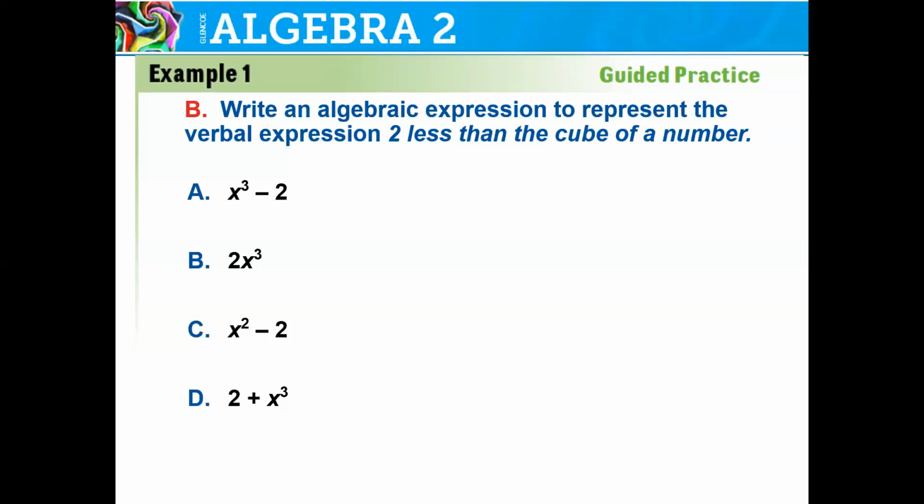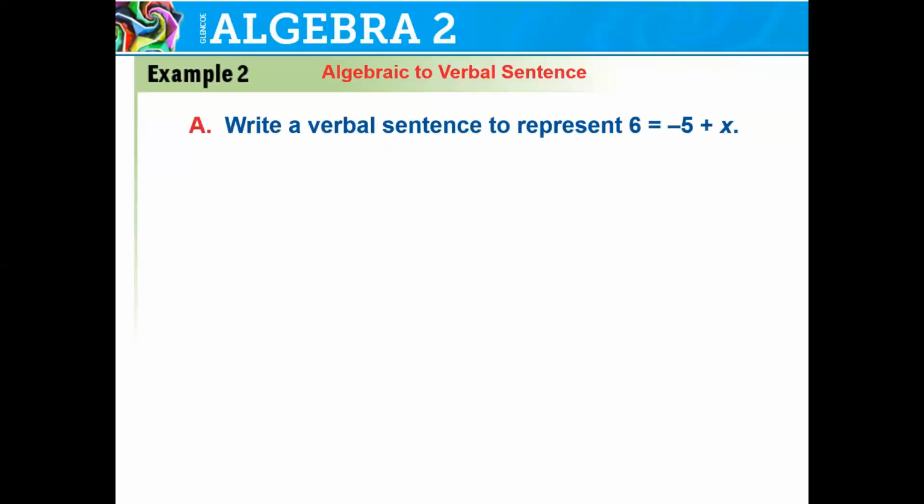So once again, we're looking at 2, and then we have less than, so that's telling us that we're going to be using subtraction. The cube of a number corresponds to a variable to the 3rd power. So it's probably going to be x cubed minus 2. These verbal hints make a lot of sense, and they make your life very easy.